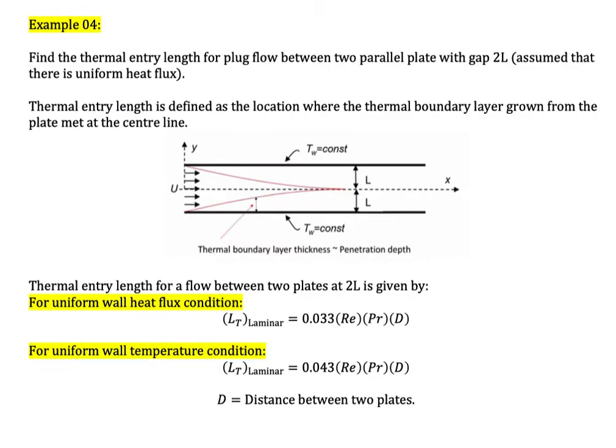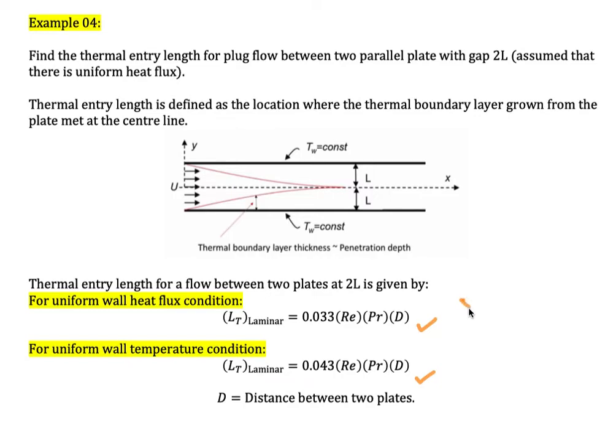This is example four. Find the thermal entry length for plug flow between two parallel plates with gap 2L. Assume that there is uniform heat flux. Thermal entry length is defined as the location where the thermal boundary layer grown from the plate meets at the center line. So, and then the thermal entry length for a flow between two plates at 2L is given by this one. And the uniform wall temperature condition is given as this one. So both of these equations are actually for this situation. And normally in your exam, all the equations here will be given in the question.